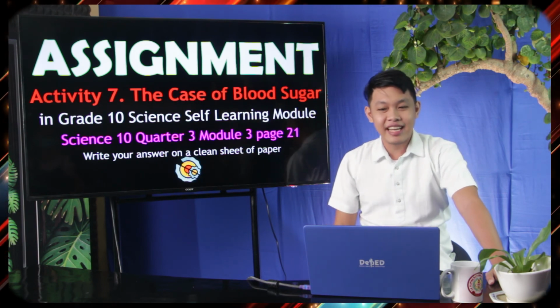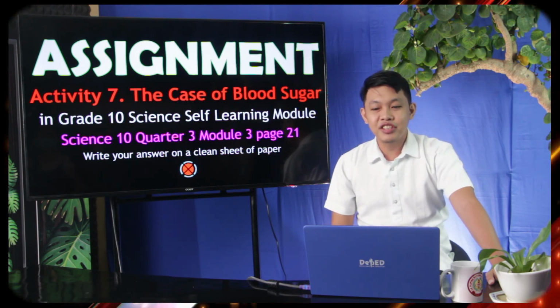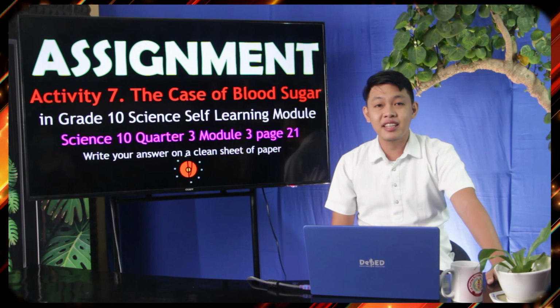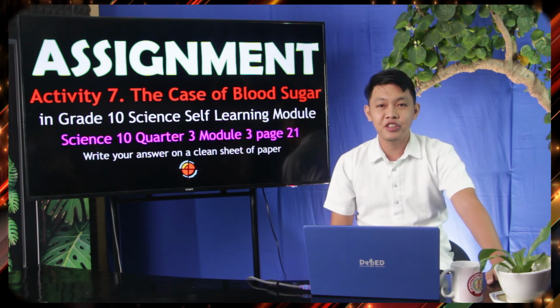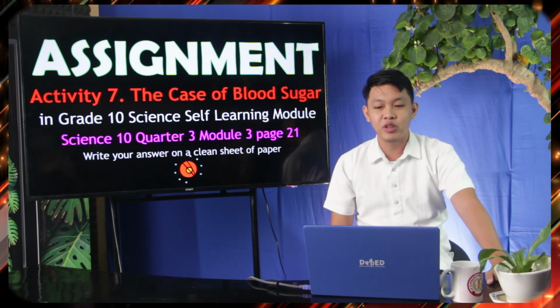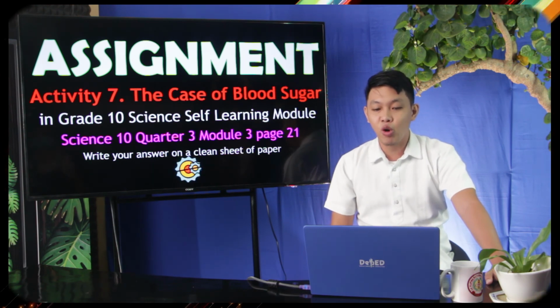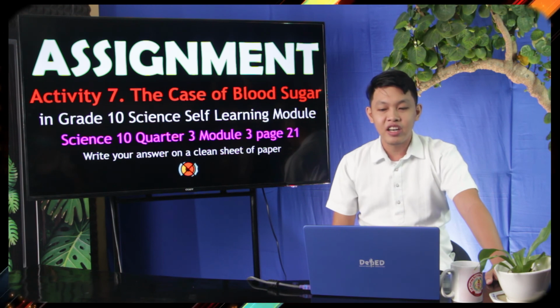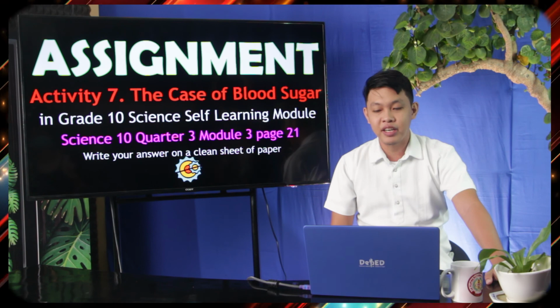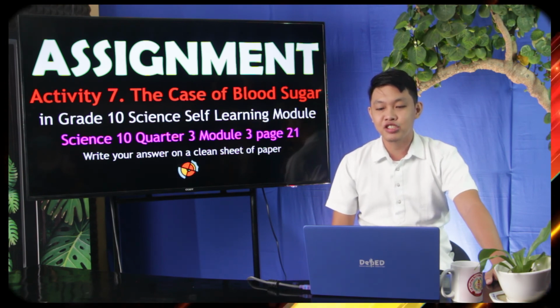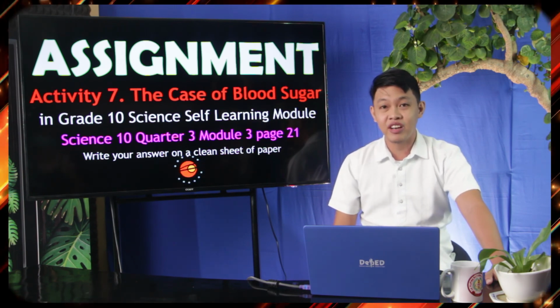Let's have your assignment. Please answer Activity 7 in Let Us Enhance of your Self-Learning Module, Science 10, Quarter 3, Module 3 on page 21. The activity is called Case of Blood Sugar. Write your answer to all guide questions on a clean sheet of paper and pass it to your science teacher during the next retrieval of modules.